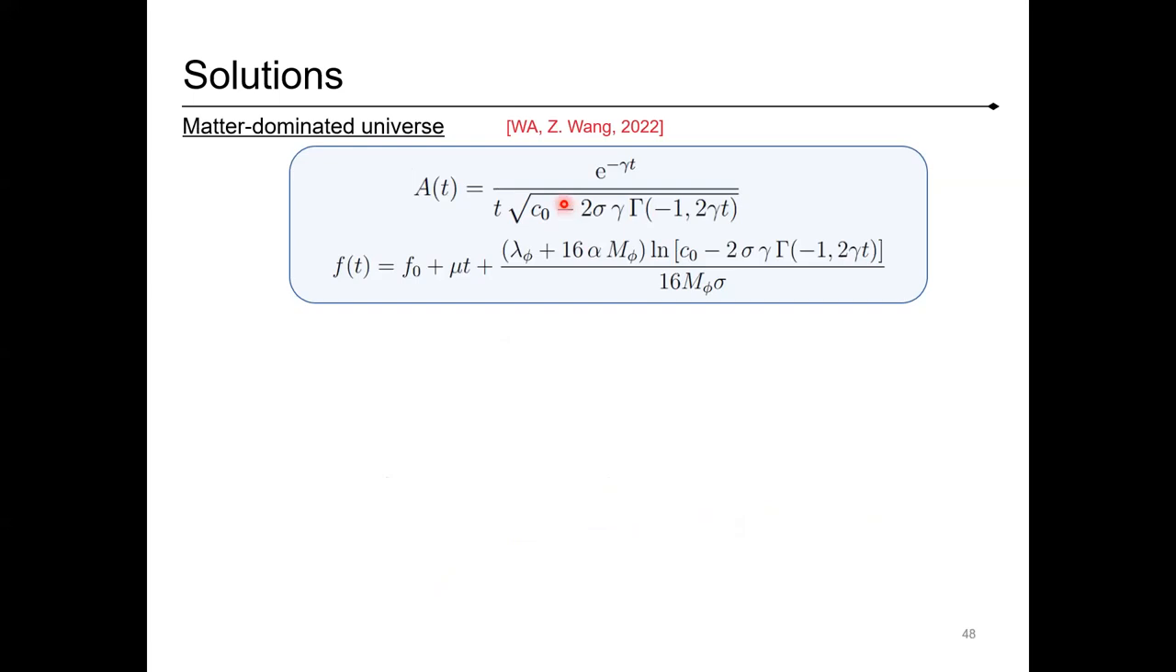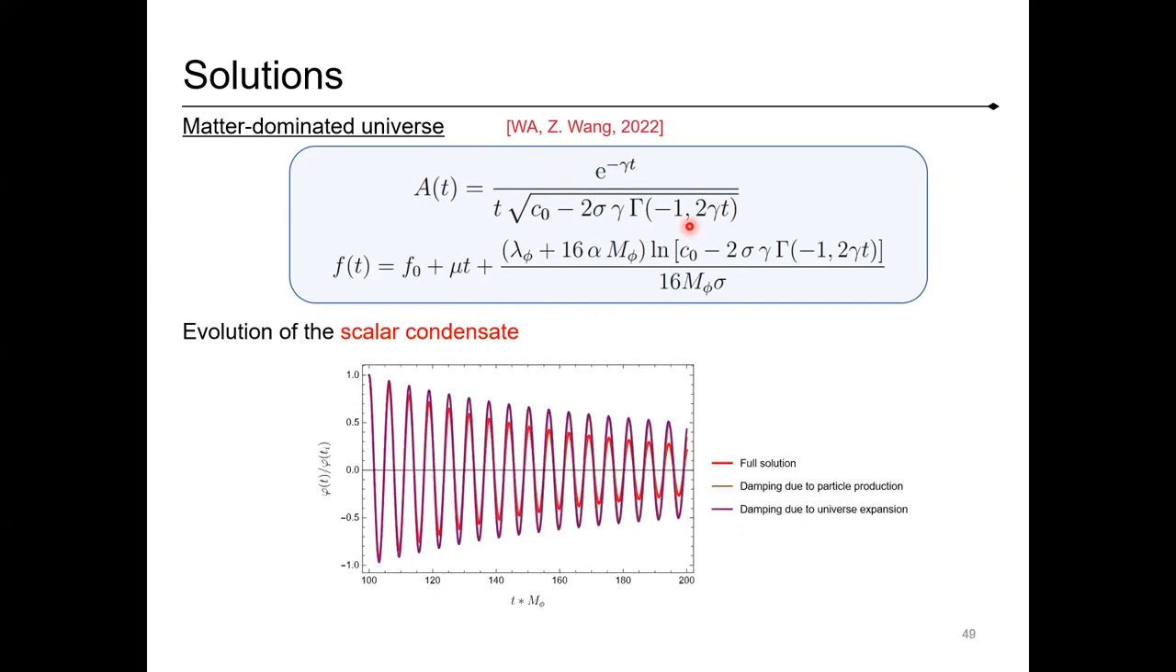Now, we also consider the matter-dominated universe. Usually for a matter-dominated universe we have zero temperature in most cases, but as a theoretical interest, we still derive the solutions. This is the solution for the matter-dominated universe, and this is the evolution of the scalar condensate. It's very similar. Still the red line is the full solution, and the brown and purple lines denote the damping due to particle production and due to universe expansion. In this picture, the brown line and the purple line overlap, so you cannot distinguish them actually.